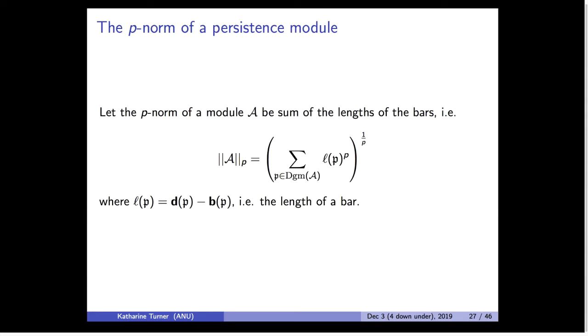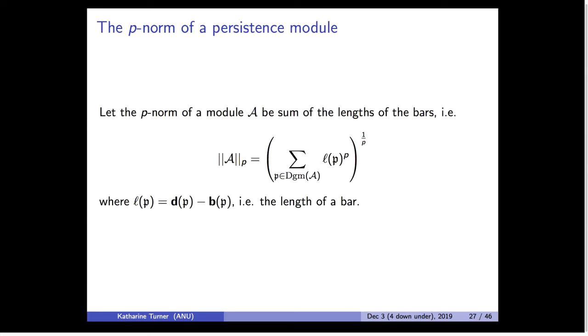So the first thing I'm going to say is that one thing you can describe about a persistence module is you can say, well, what's the longest bar? That's certainly related to the bottleneck distance. I mean, it's double the bottleneck distance, but to the empty persistence module, the zero persistence module, I should say, or the empty diagram.